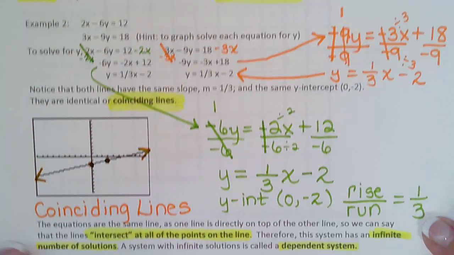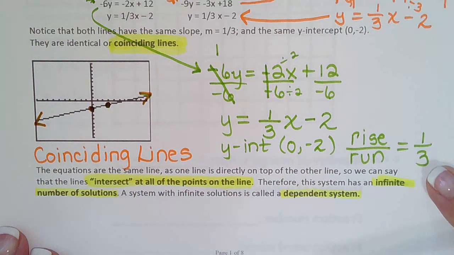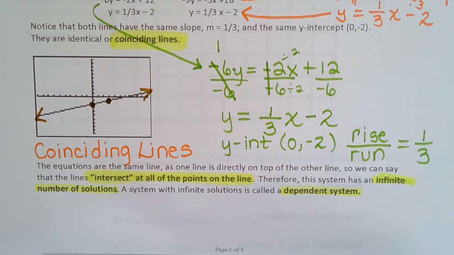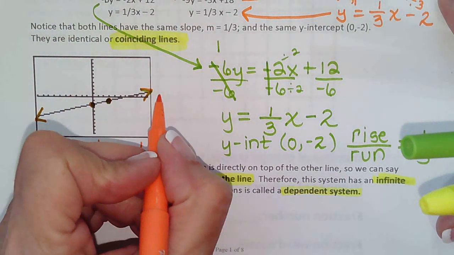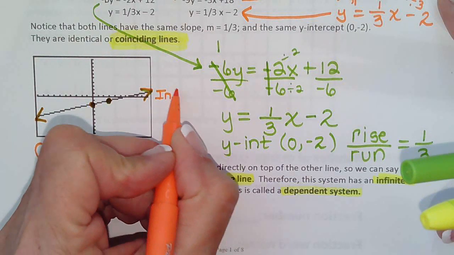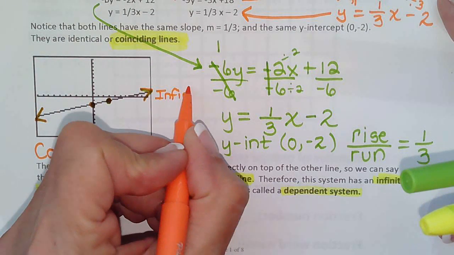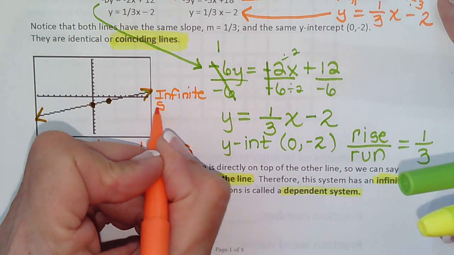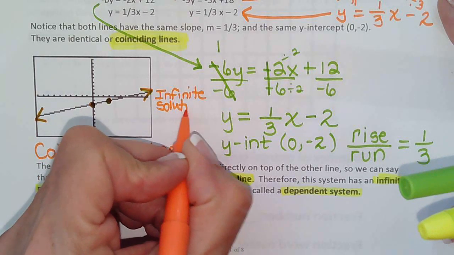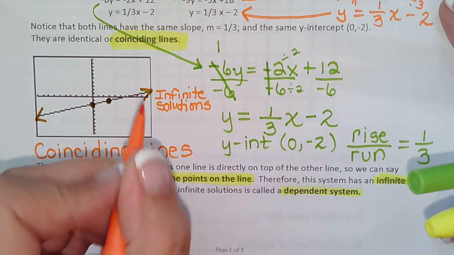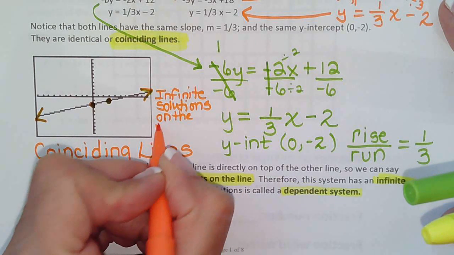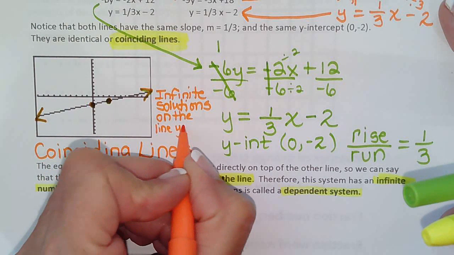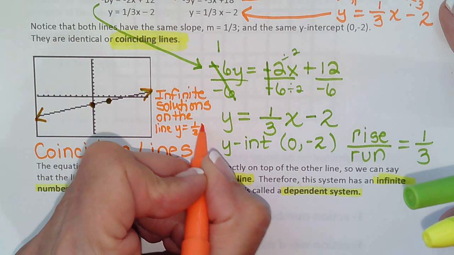On coinciding lines, there are so many points in common, we can't even count them. So we call this infinite solutions on the line. Infinite solutions on the line y equals 1/3 x minus 2.